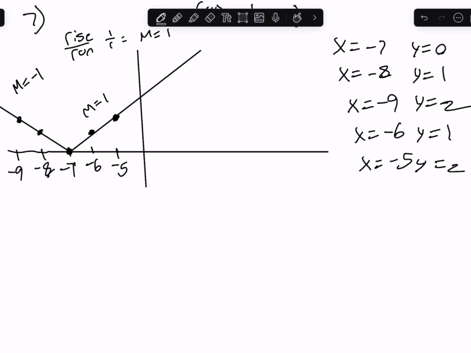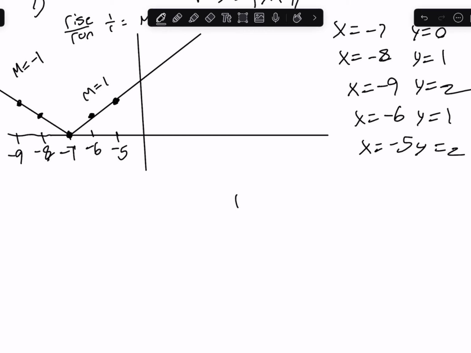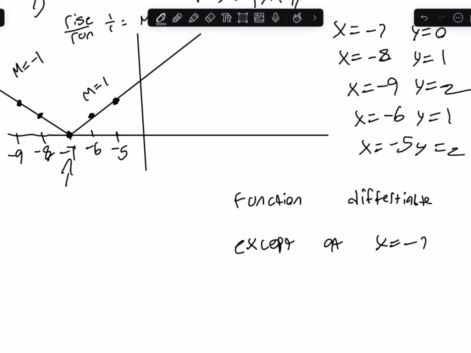So, is the function differentiable? The function is differentiable everywhere except at x equals negative 7, because there cannot be two slopes. That is where our slope of 1 and our slope of negative 1 meet. Two slopes cannot exist at one point. So the function is differentiable everywhere except at x equals negative 7.